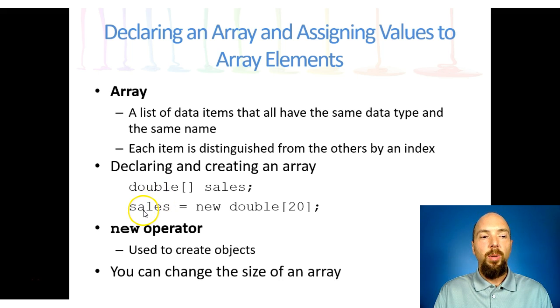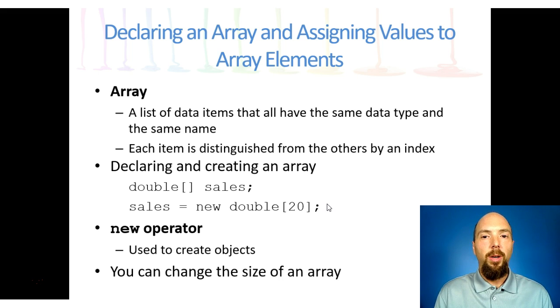Then the next thing that we do is we take our sales array that we just created and set it equal to a new double of a certain size. So essentially what we're doing is we're creating a memory location, and then the next step is we give it a size. So we tell it how many values are going to be contained within this array.